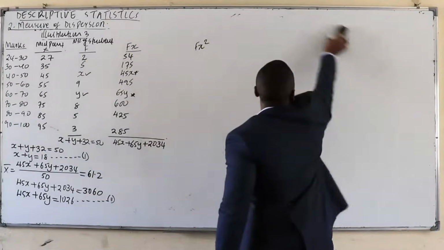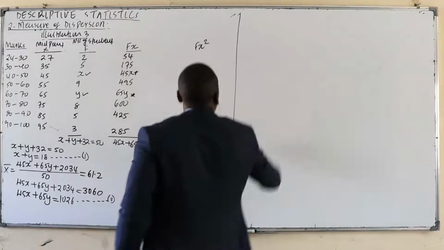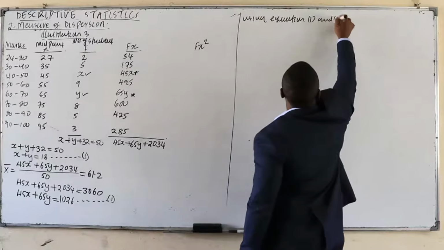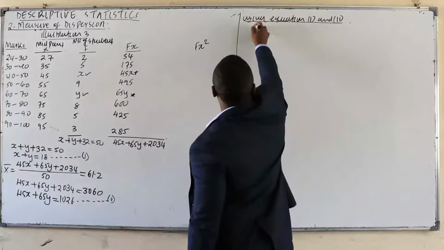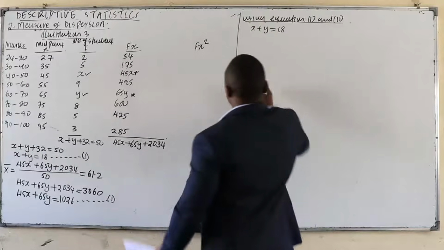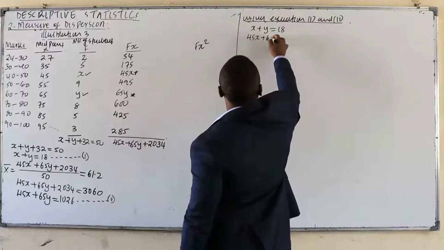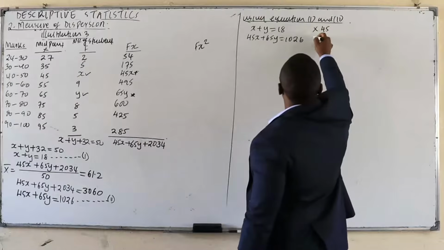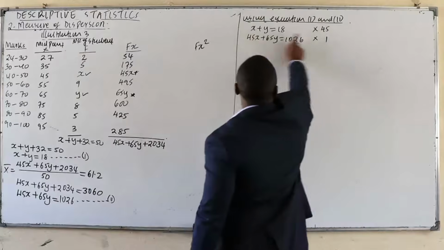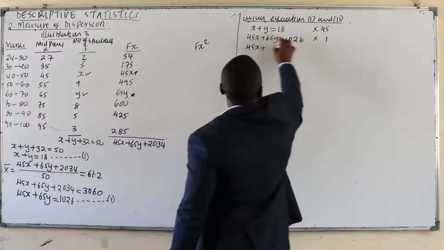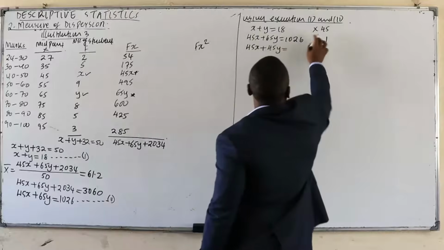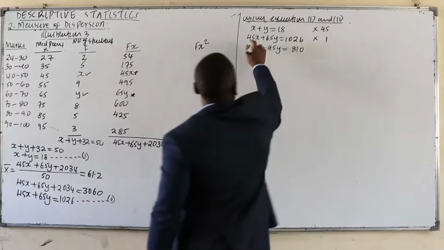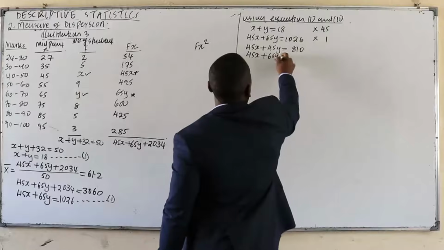So now with that, using equations 1 and 2, you already have equation 1 where x plus y is equal to 48. You have equation 2 where 45x plus 65y is equal to 1026. So you can multiply by 45, and you can multiply by 1, so let's eliminate x. X times 45, you get 45x. Y times 45, you get 45y. 48 times 45 is 2160? 810. That is when you multiply by 1. So it will be 45x plus 65y is equal to 1026.